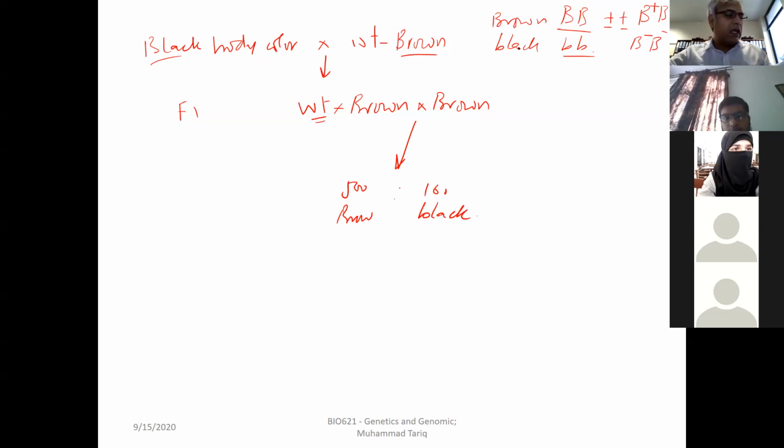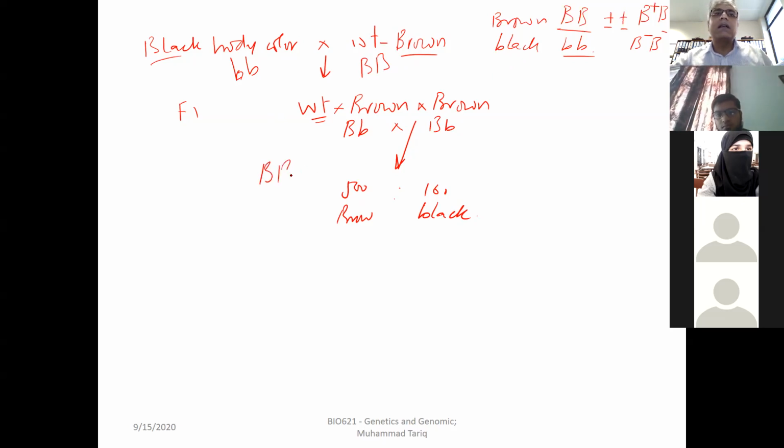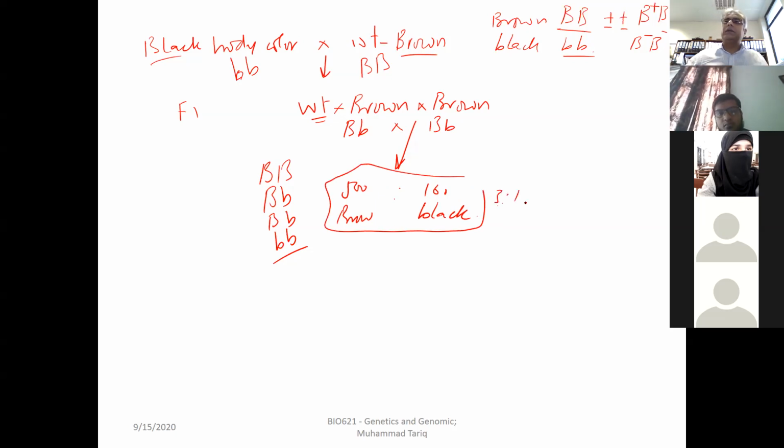So what they did, now, following Mendel's method, the F1 is this. When F1 brown is crossed with F1, what you will get? You will get which is almost 3:1.